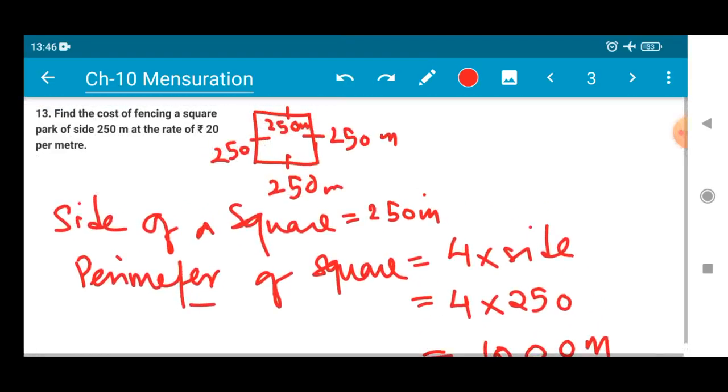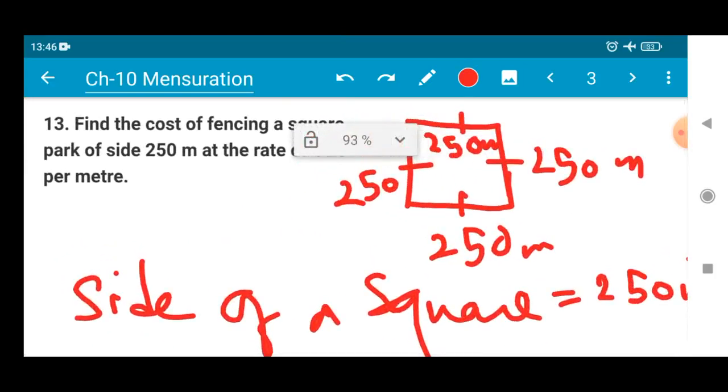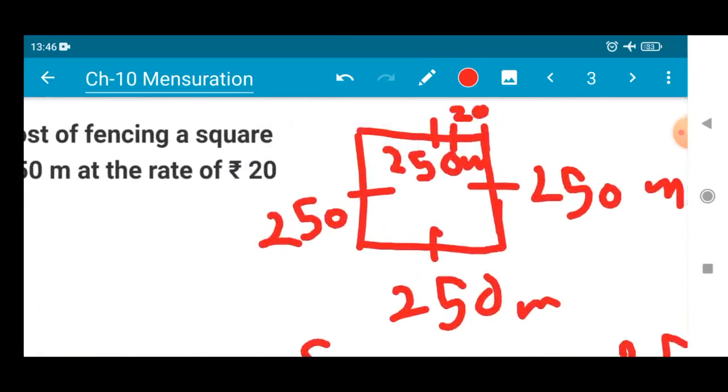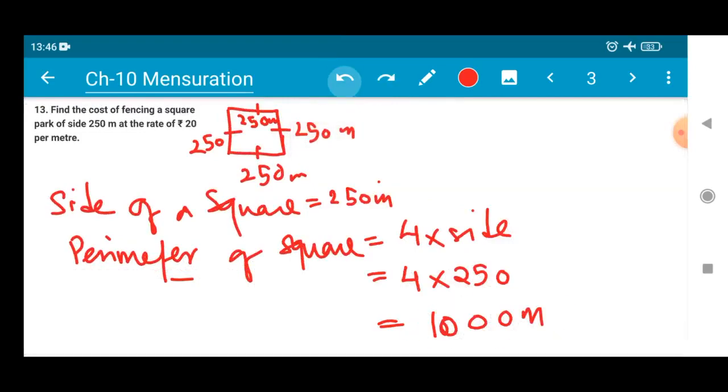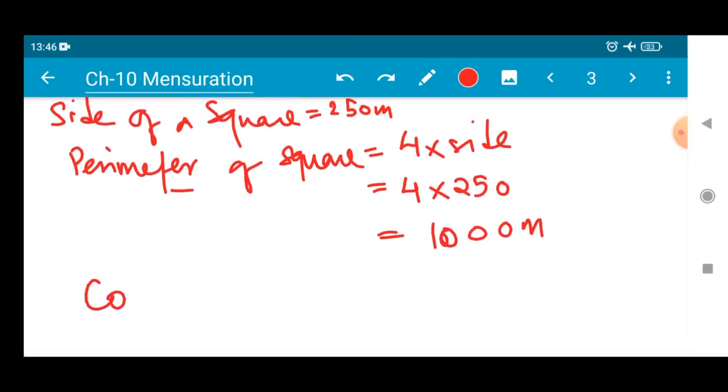Okay, and one hint is given to us, what is the rate of 1 meter. Suppose they are fencing 1 meter, from here to here, it will cost around 20 rupees. Now what is the total perimeter we have? The total perimeter we have is 1000. So what will be the cost of fencing the square park? So we will write like this: cost of 1 meter fencing is how much?